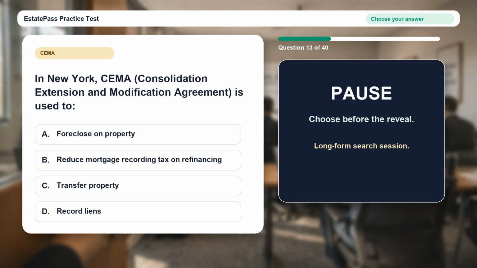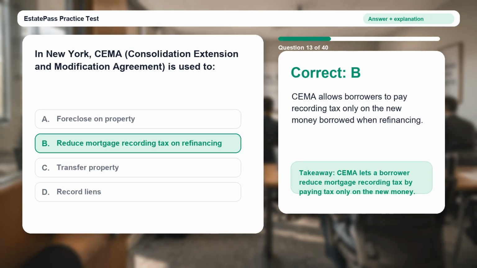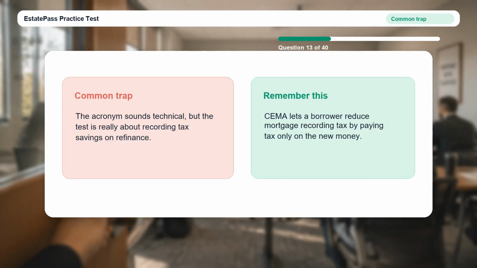Question 13. In New York, CEMA, Consolidation, Extension and Modification Agreement, is used to. The correct answer is B. Reduce mortgage recording tax on refinancing. Explanation. CEMA allows borrowers to pay recording tax only on the new money borrowed when refinancing. Common trap. The acronym sounds technical, but the test is really about recording tax savings.